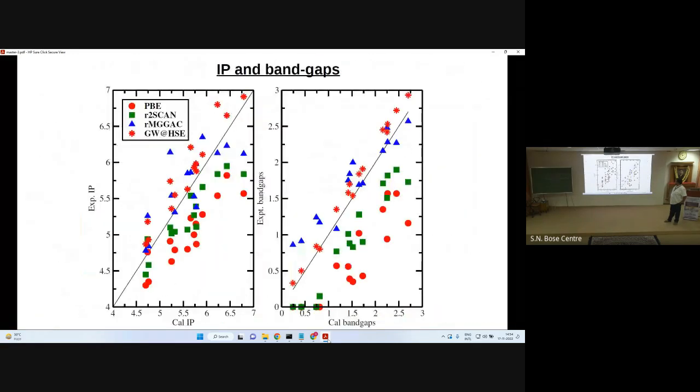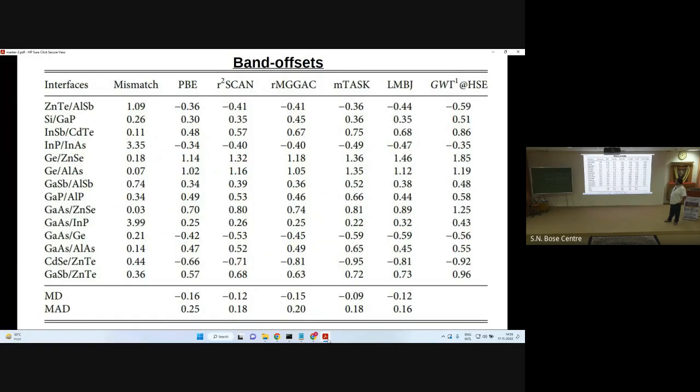So this is like the band offset. What we are getting is a good result for our functional, and you can see the results. Okay, so this is our functional. Band offset means that you are plotting the offset, how much it is off from the exact. And these are the results for the GW.